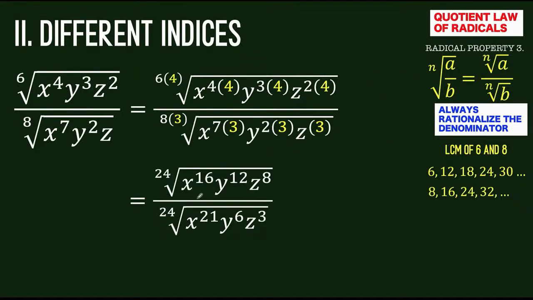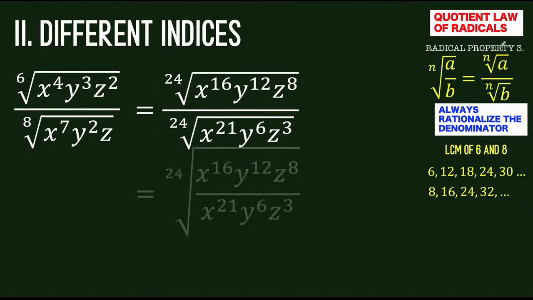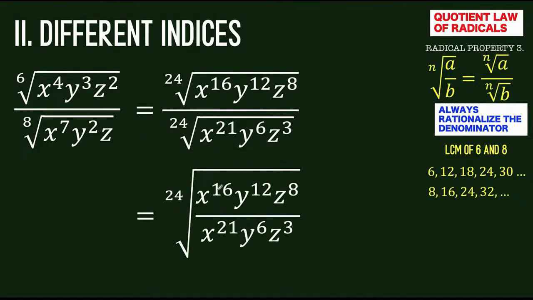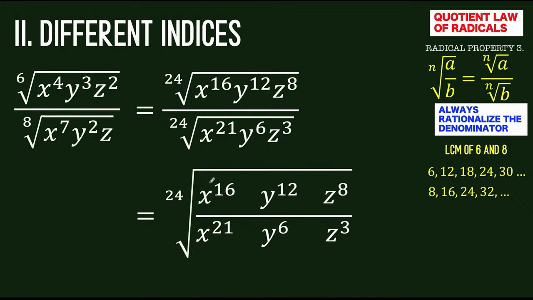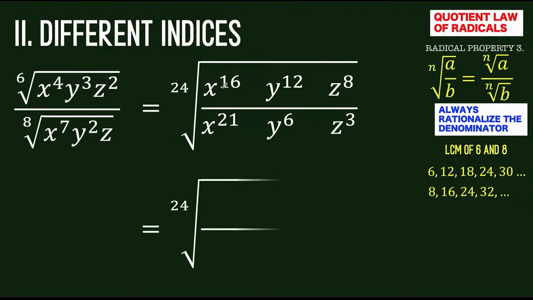Now here, this still looks complicated, but let's apply now the quotient law of radicals. We can write this as a single radical. Then you have here division of polynomials, a monomial divided by a monomial. All we have to do is to line up the same variables and subtract their corresponding exponents. So, x to the 16th divided by x to the 21 is x to the negative 5, or we can write that as 1 over x to the 5th.